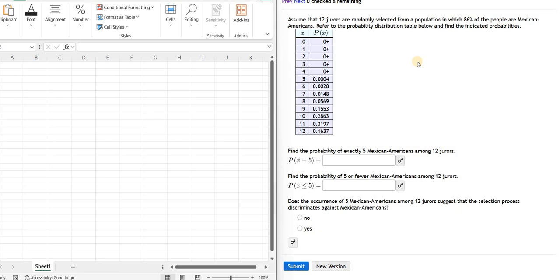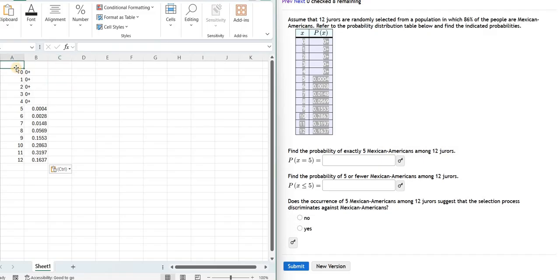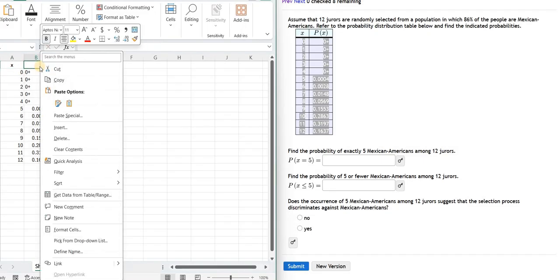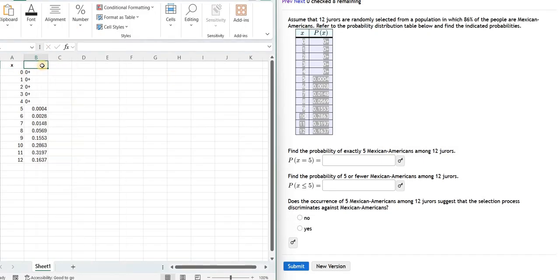Assume that 12 jurors are randomly selected from a population in which 86% of the people are Mexican Americans. Refer to the probability distribution table below and find the indicated probabilities. So I'm just going to copy this table over into an Excel sheet. I will have this X, and this is the probability P of X.